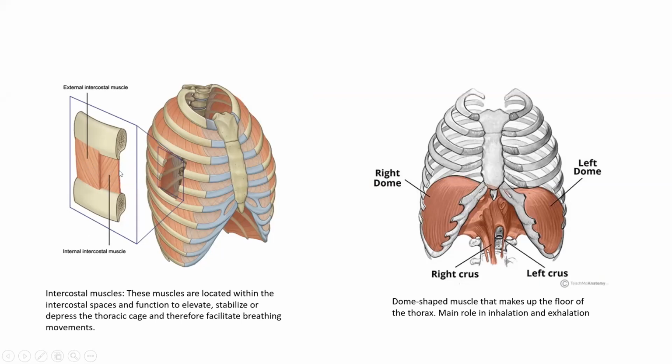And these muscles are located within the intercostal spaces, as you can see, and they also function to elevate, stabilize, and also to depress the thoracic cage. So this whole thing can be called the thoracic cage, the rib cage, or the chest wall. And therefore, they facilitate breathing movements as well. Specifically, the external intercostal muscles facilitate forced inspiration, so forced inhalation, and the internal or the innermost intercostal muscles aid with forced expiration.